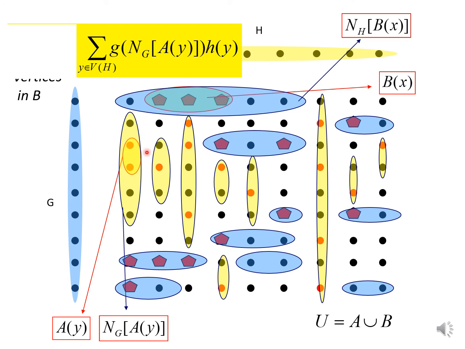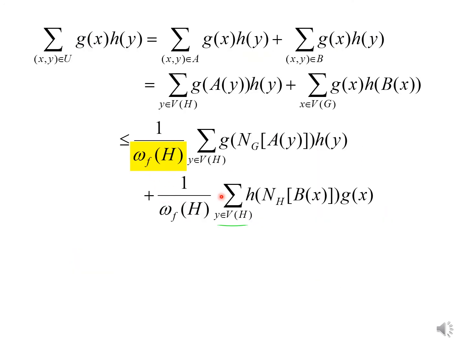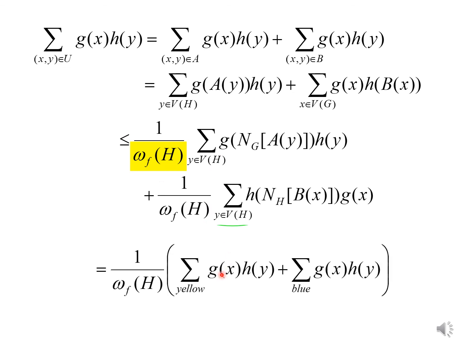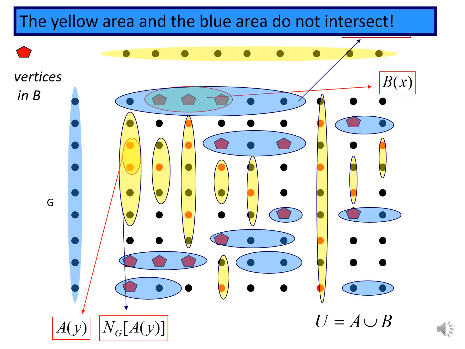Okay, so what is this summation? This part is just the weight of the vertices in the product graph, the yellow area, and this is the summation of the weight of the vertices in the blue area. So then there's a very important, critical claim here. That means the yellow area and the blue area do not intersect. Okay, so I draw this picture here, so they do not intersect.